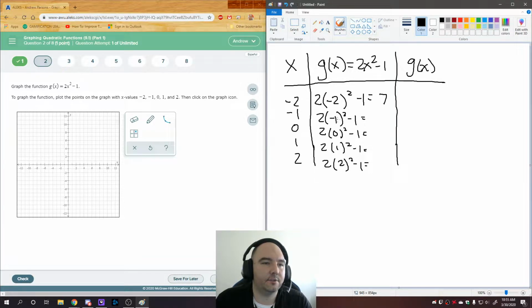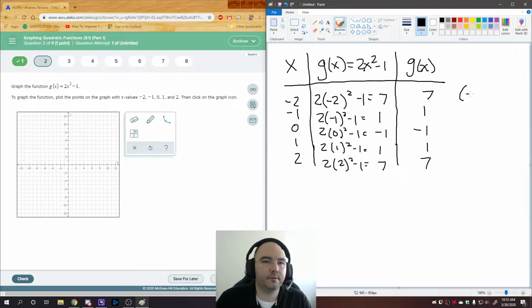Okay, then I get -1 squared, which is 1. Times 2 is 2. 2 minus 1 is 1. This is 0 squared, which is 0. Times 2 is 0. -1 makes -1. And then here we get 2 minus 1, which is 1 again, and 8 minus 1, which is 7 again. Again, symmetrical. So let me write those values again. We get 7, 1, -1, 1, 7.